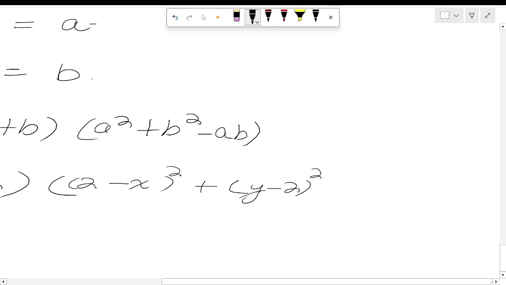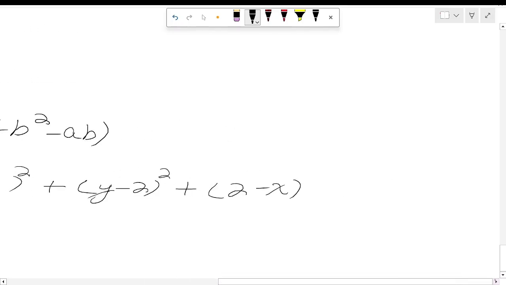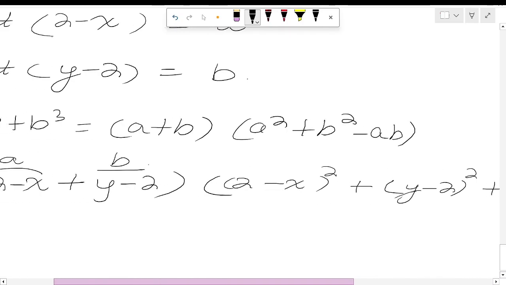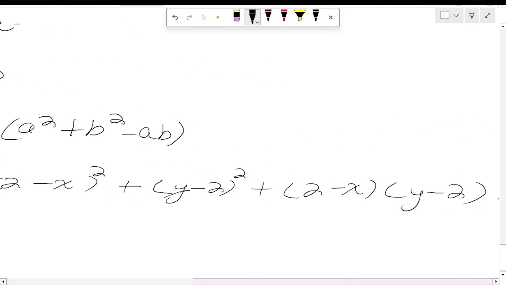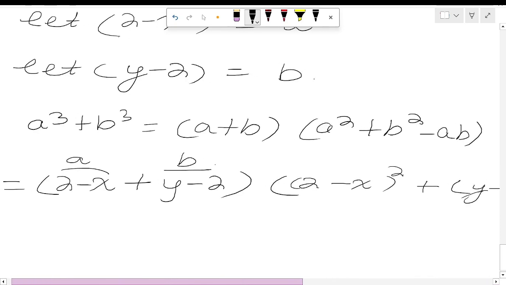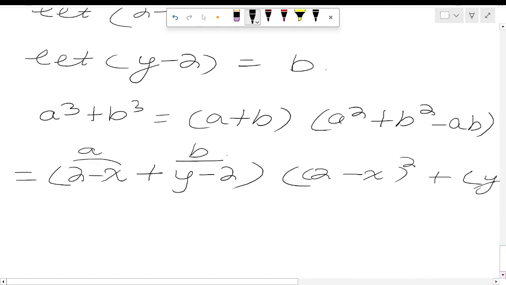Then we have ab. This means that 2 minus x and y minus 2 will be multiplied with each other. So I'll just write 2 minus x as it is, and then I'll write y minus 2 as it is right here. Okay, so after writing this expression here, I think we missed a bracket. Let's put it here. Now what do we need to do to simplify this equation much further?